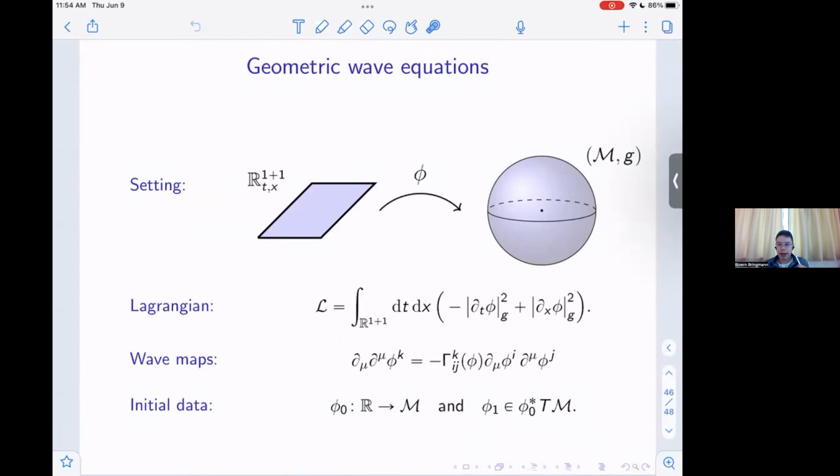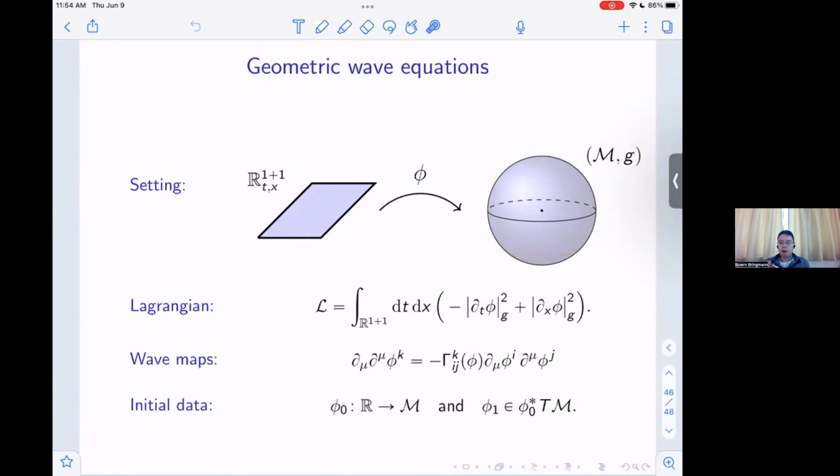So our function phi was always real valued, or let's say complex valued. Okay. One setting that is also very natural is the setting of geometric wave equations. So what we'd like to study is a wave phi, which goes from 1 + 1 dimensional Minkowski space, let's say, into a Riemannian manifold M. Okay, so here you can think of maybe the two-dimensional sphere.